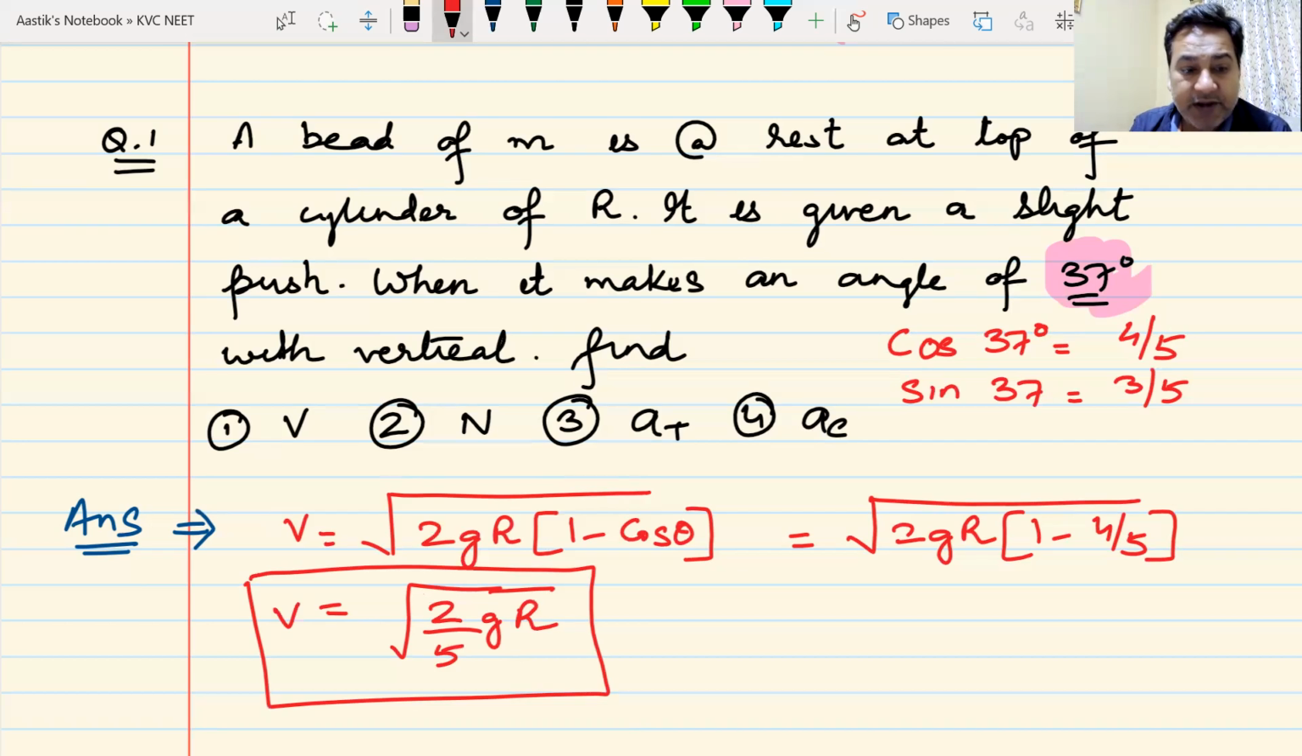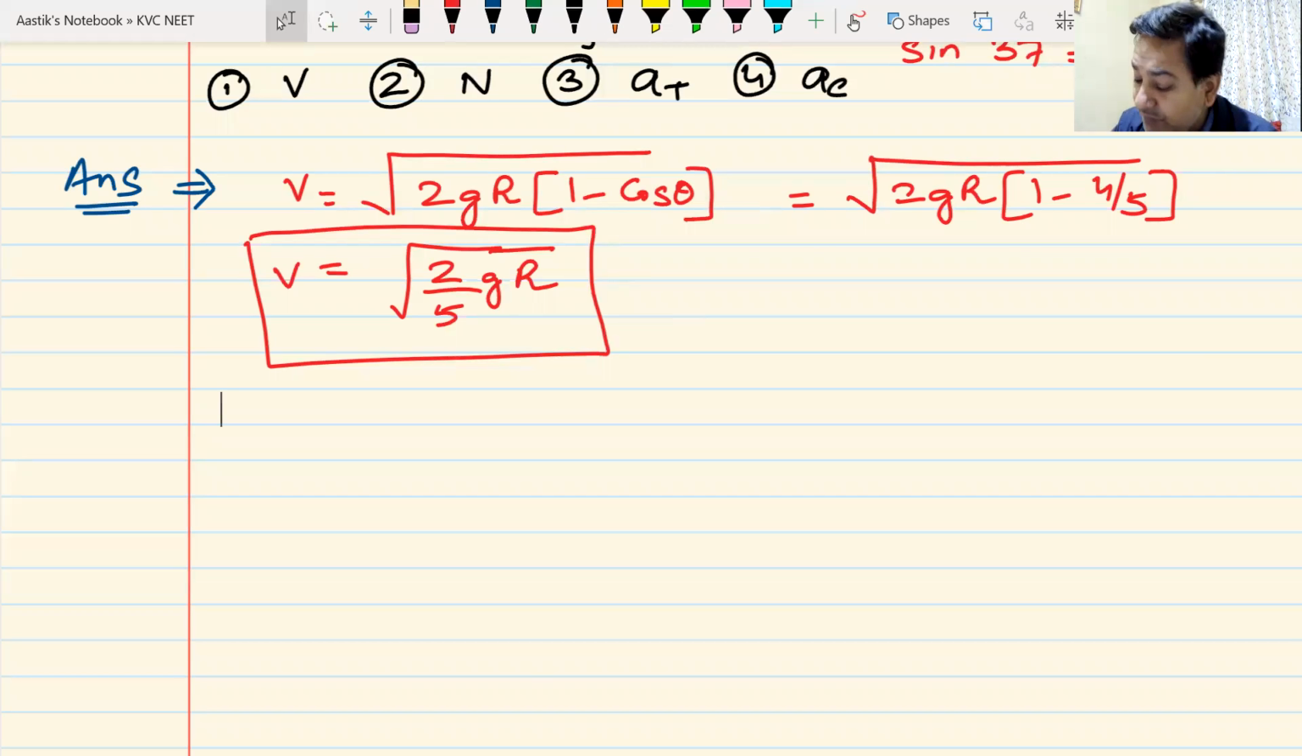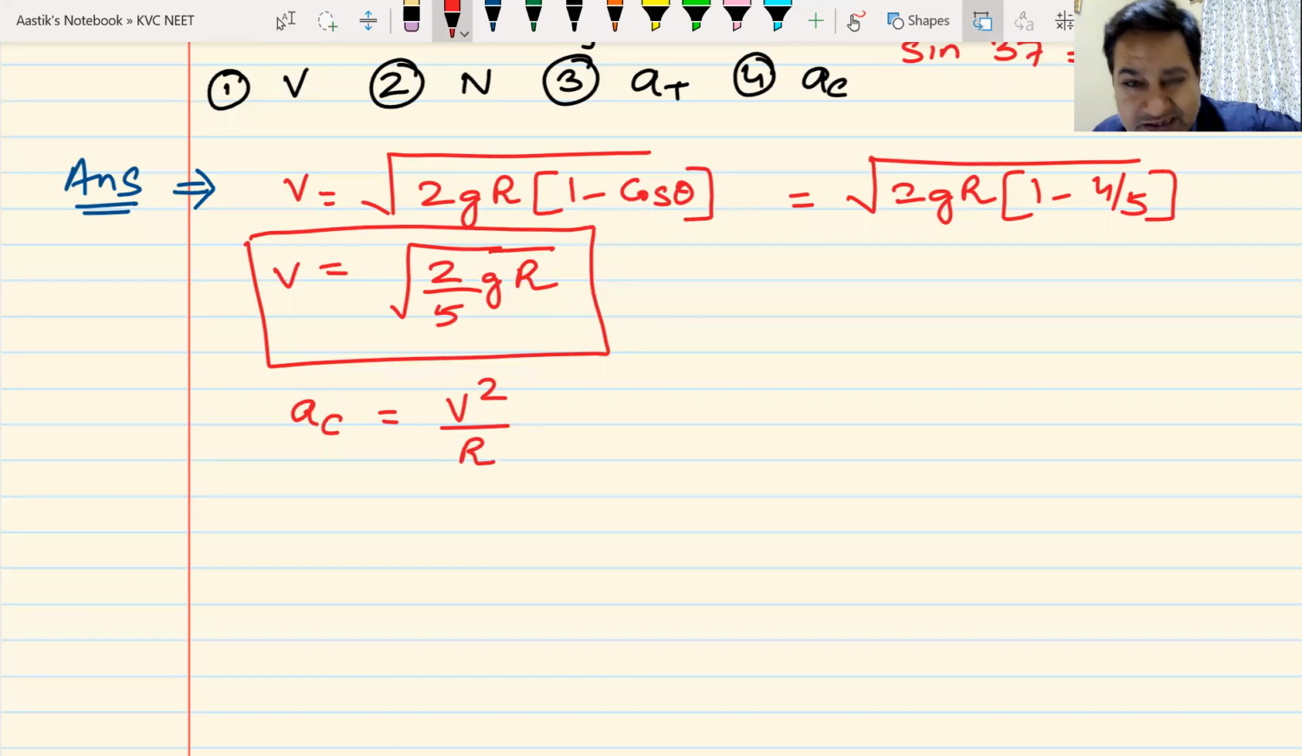Let us move ahead, and since we know V, I can now find the value of centripetal acceleration. My centripetal acceleration is V squared by R. Every one of us knows this. Square the value of V divided by R, and we'll get the value of centripetal acceleration. I hope you can do this. It's as simple as it gets, and it will be equal to 2 by 5 times G.